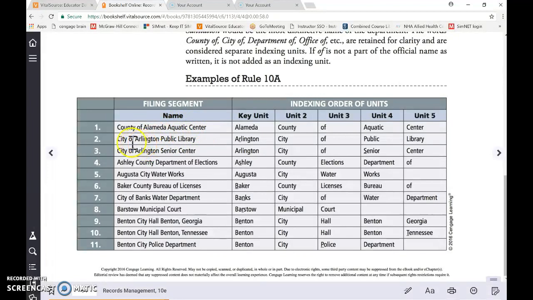The second one would be City of Arlington Public Library. You would focus on the city, Arlington, and then you would have City of as your next two units, and then Public Library. The next one is City of Arlington Senior Center. You're looking at the city, so it would be Arlington, and then City of, Senior Citizen. All of these, you do need to have the city of, it's very important to help distinguish, but you put the city first or the county, that type of information first.